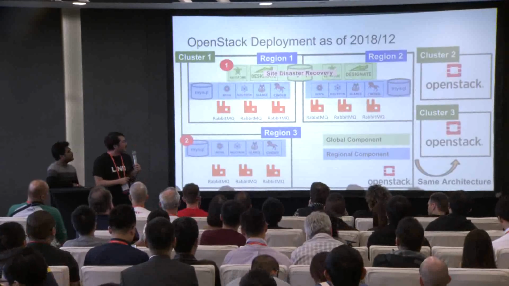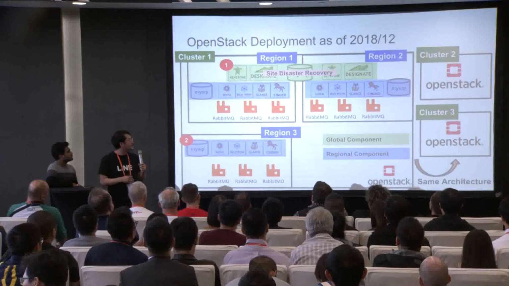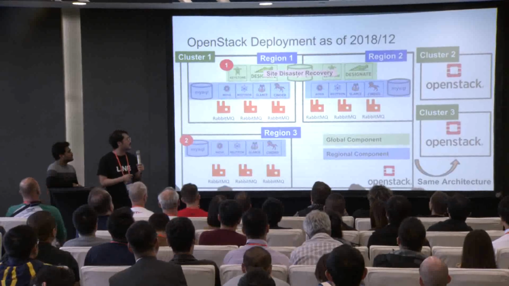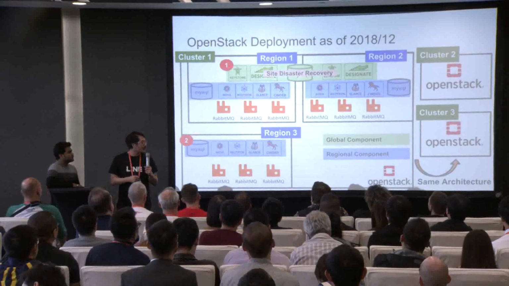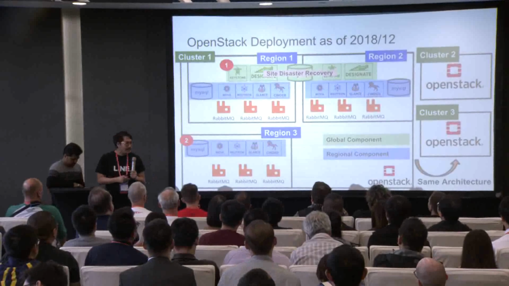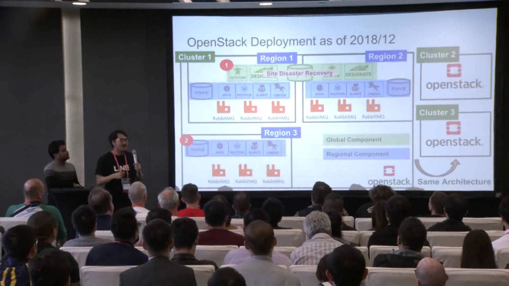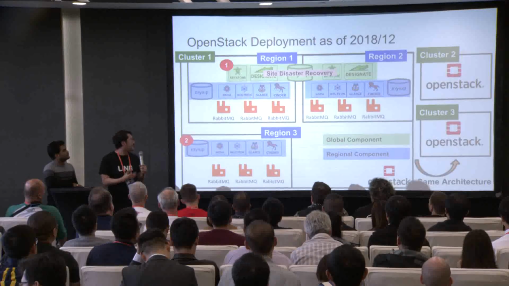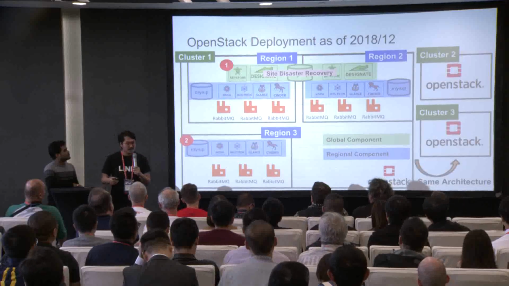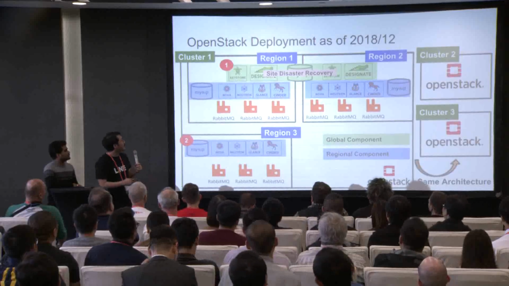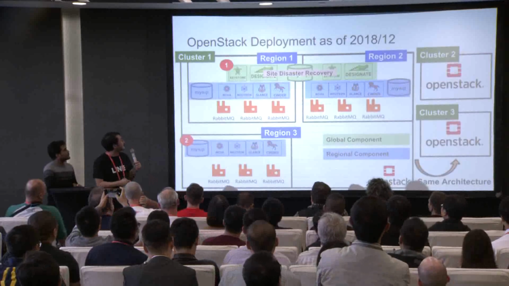And the other type of component is the regional component, and Nova, Neutron, Glance, and Cinder will be classified into that type of component. For the regional components, we deployed the database and deployment in each region. This is a very high-level overview of our deployment structure.